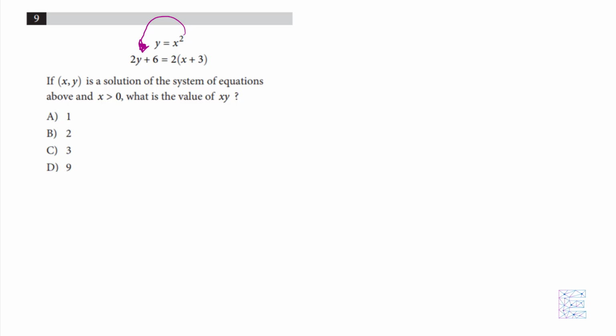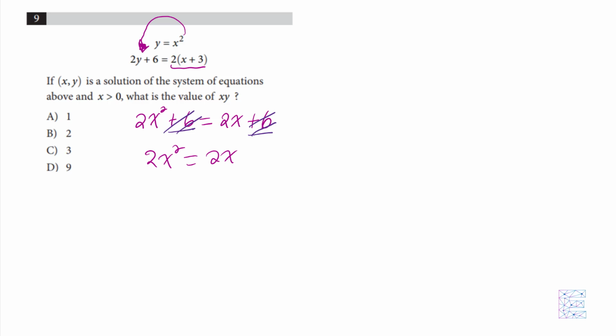of y. So we'll have 2x squared plus 6 equals, we're going to distribute this right side, and you end up with 2x plus 6. Right off the bat, you notice if you have a 6 and a 6 on the other side also, those will all automatically cancel out. So that leaves us with 2x to the second equals 2x.